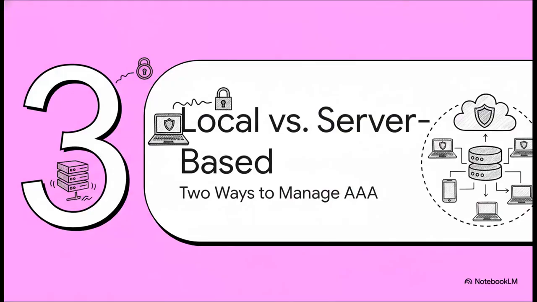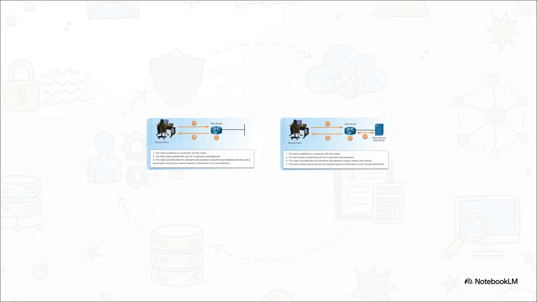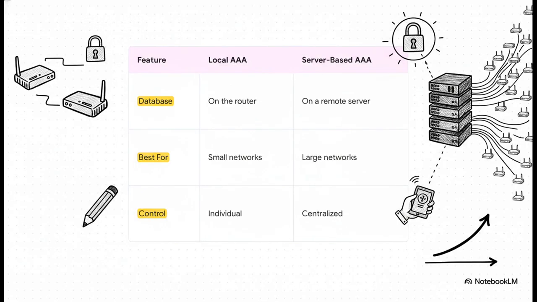So we know what AAA does, but where does all this happen? Well, there are 2 main ways to set it up, and the choice you make has huge implications for a network's scale and its security. And here are the 2 approaches, side by side. On the left, you've got local AAA. This is where the router itself stores all the user information. Then on the right, you have server-based AAA, where the router has to reach out and check with the separate central server.